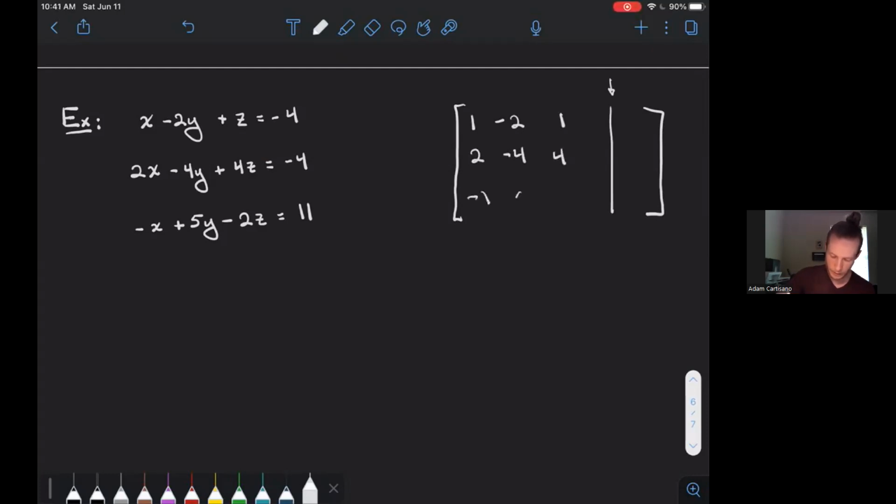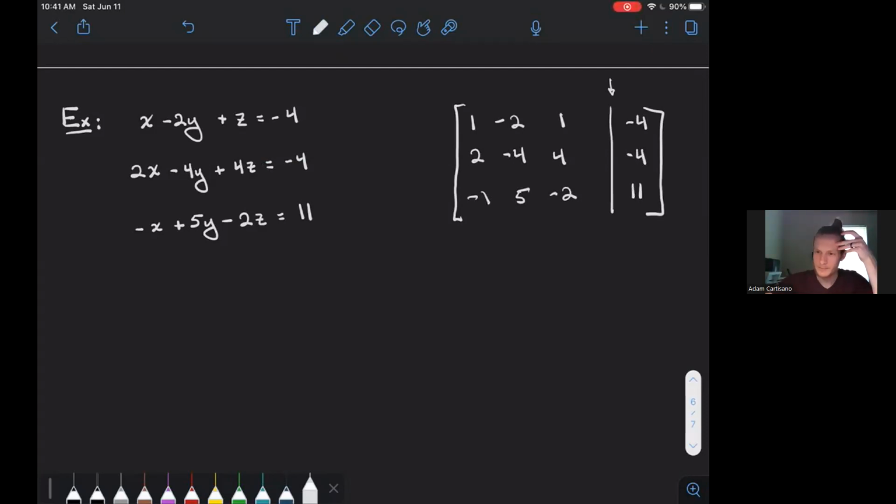-1, 5, -2. And then in this column, we put the constants for the linear equations. So -4, -4, 11. Okay. Now, what are we going to do?